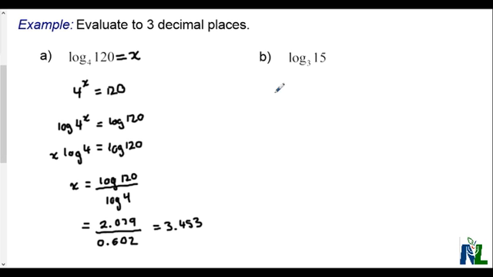For the second example here, I've got log base 3 of 15. So instead of going through the preamble here, setting equal to x and taking the log of both sides, we're going to use the idea that if I do have log base a of b, that's equivalent to the log of b divided by the log of a. So in this case, I'm going to jump right to the log of 15 divided by the log of 3.